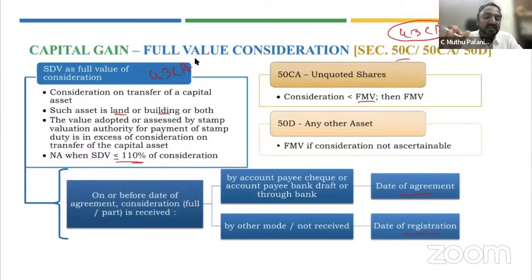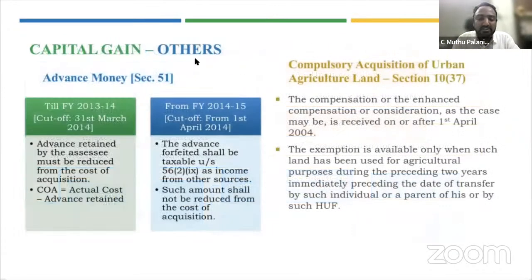If it's any other asset, fair market value applies if consideration is not ascertainable. If for any other asset I'm not able to understand how much consideration has been settled, fair market value of that asset will be treated as sale consideration. So this is similar to 43CA, which we have already discussed, so I'm not spending much time. And we'll move on to the next section called advance.